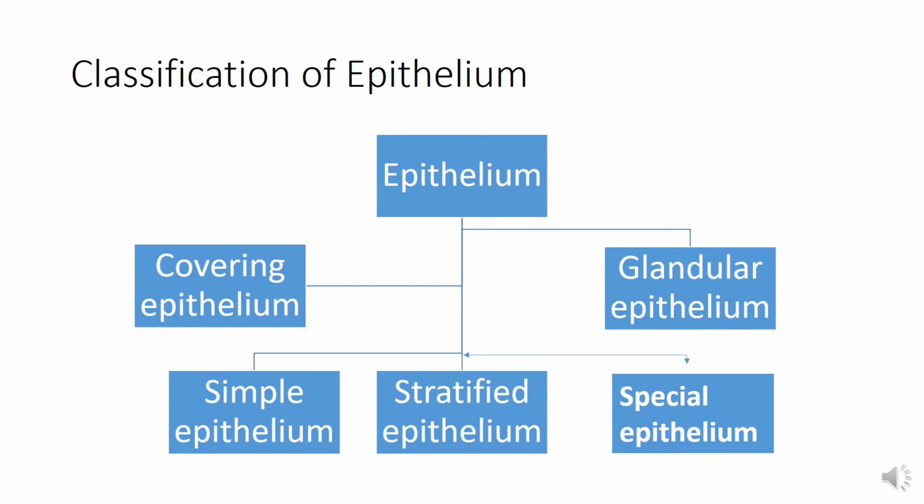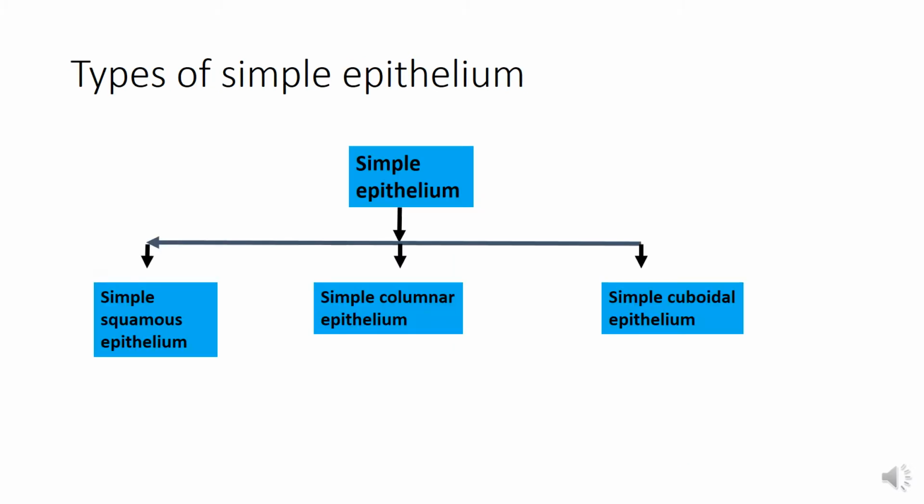So classification of epithelium. Epithelium is classified into two broad categories: covering epithelium and the glandular epithelium, depending upon its location. If it is covering the body surfaces or the body cavities or the tubes, it is called the covering epithelium, or if it is present in the glands, then it is called the glandular epithelium. Now this covering epithelium is further divided into three types: simple epithelium, stratified epithelium, and a special type of epithelium. Now first of all, we will do the types of simple epithelium.